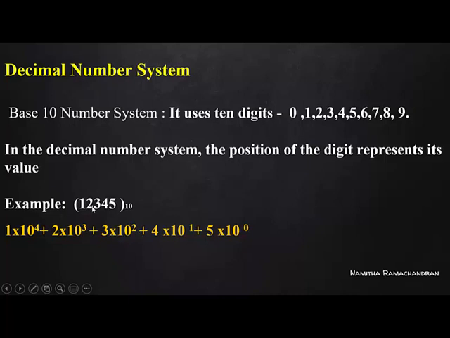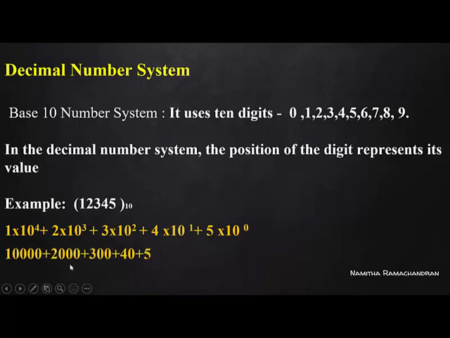Next, this 2 is present in the 1000 place, so the value of this 2 is 2 into 1000, or 2 into 10 to the power 3. And this 1 is present in the place of 10,000, so 1 into 10 to the power 4, or 1 into 10,000. So the position of the digit indicates its value like this. While adding all these values together, we get the exact value of this number in decimal form.